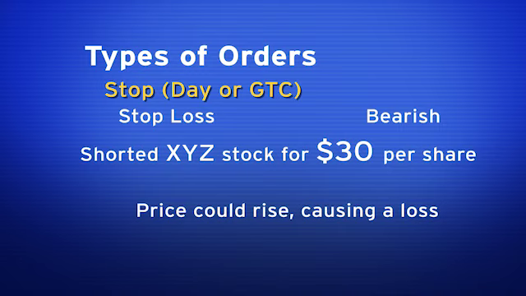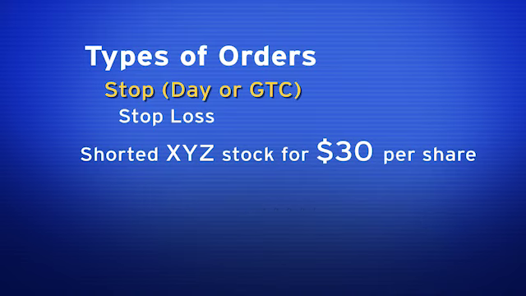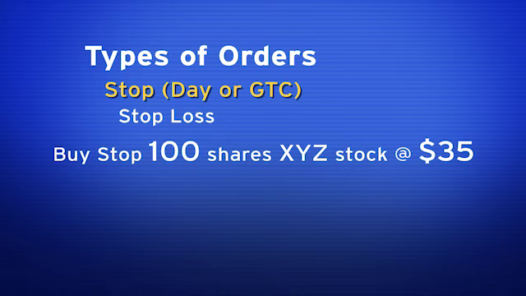So I want to enter a buy stop order to stop my loss in a rising market. So I'm going to enter a buy stop order. Buy stop 100 shares of XYZ at 35. Now this could be a day order or GTC. Now remember, I sold this stock short at 30. My concern is the stock is going to go up in value. If it goes to $35 or higher, I want to get out of this short position.